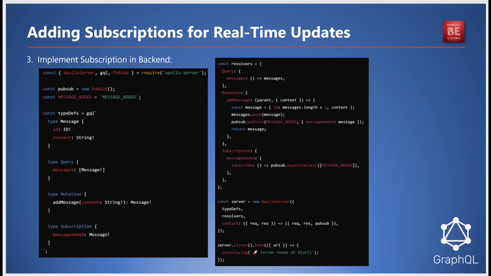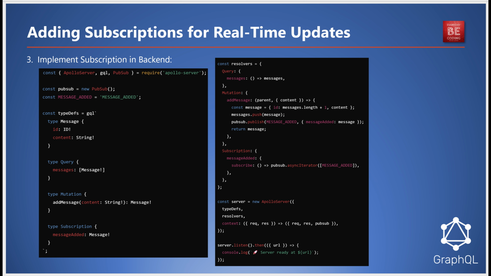Moving to the server side, implement the subscription functionality using ApolloServer. Start by setting up your server with the ApolloServer, gql, and PubSub modules from ApolloServer. Define your GraphQL schema with types for query, mutation, and subscription. For instance, a simple message handling setup could include types for querying messages, adding a new message, and subscribing to message additions. Define resolvers for these operations.